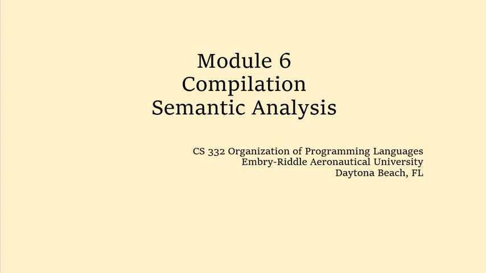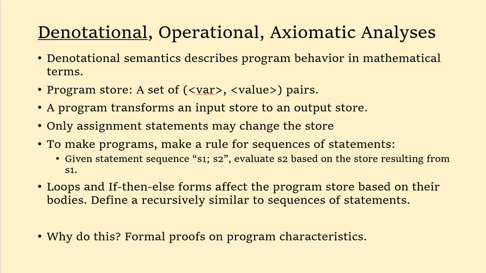You can also start to ask questions about the state of memory. Is every variable properly defined at any point in time? These kinds of things. So, the three major forms, denotational, operational, and axiomatic. And I'll talk about each one in turn.